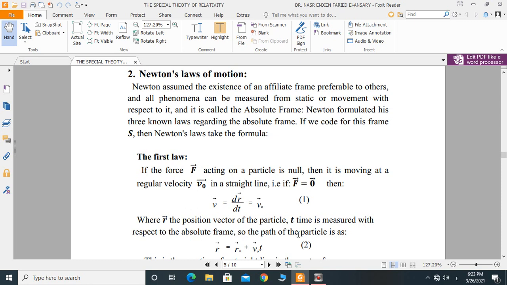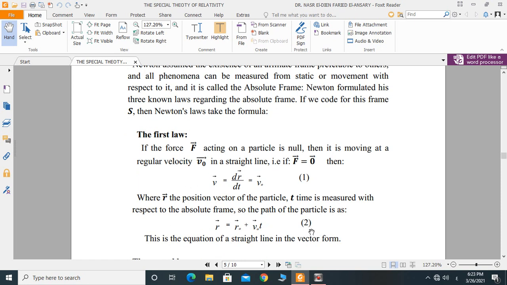So the path of the particle is, by integrating equation 1, we get the path of the particle r equals r0 plus v0 t, where r0 is the position vector at t equals 0. Equation 2 is the equation of a straight line in vector form.